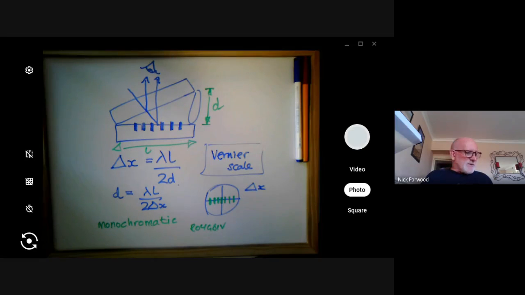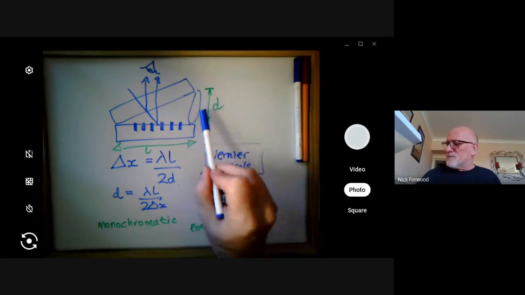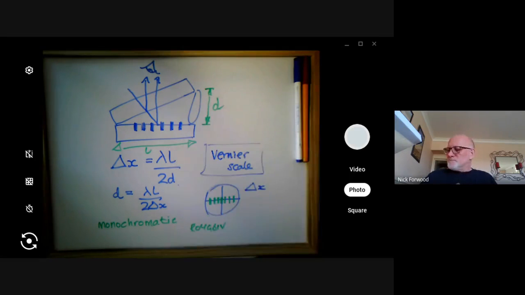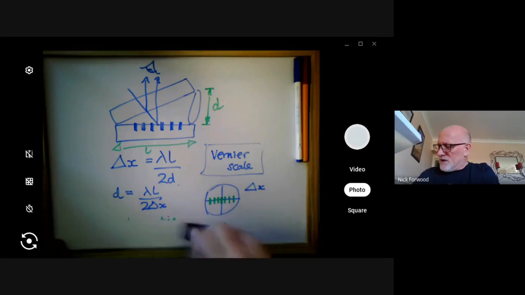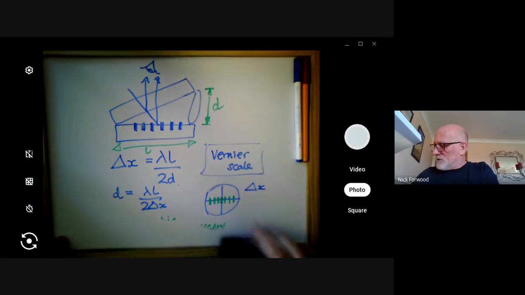Okay, so I'm back to my whiteboard and you should be able to see that. What we're actually going to try and find out is the thickness of the piece of paper using the theory that you've got. I've got the formula from the formula sheet: delta X is lambda L over 2D. I've rewritten it in terms of D, and I've got D is lambda L over 2 delta X.